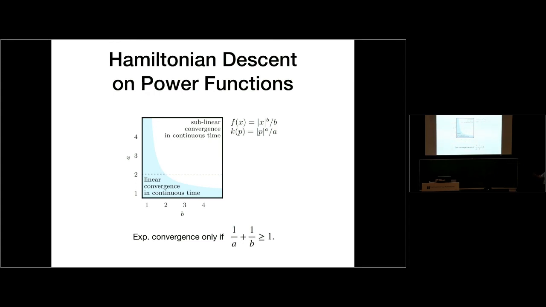Notice, by the way, in the gradient descent case, we were just sitting on this little line here. Which means, at least in continuous time, we now have a system that can converge exponentially fast for powers bigger than 2.